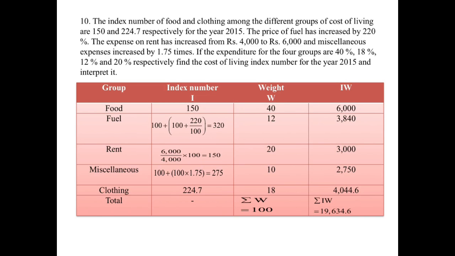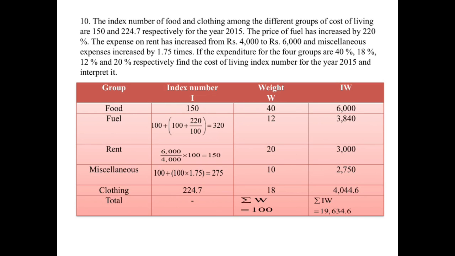In case of rent, it has been increased from 4,000 to 6,000. That means 6,000 is our P1 and 4,000 is our P0. So we apply that formula, 6,000 divided by 4,000 into 100. So index number of rent is 150. And in case of miscellaneous, it is increased by 1.75 times. 1.75 times means 100 plus 175, so is equal to 275. 100 plus 175 is equal to 275.